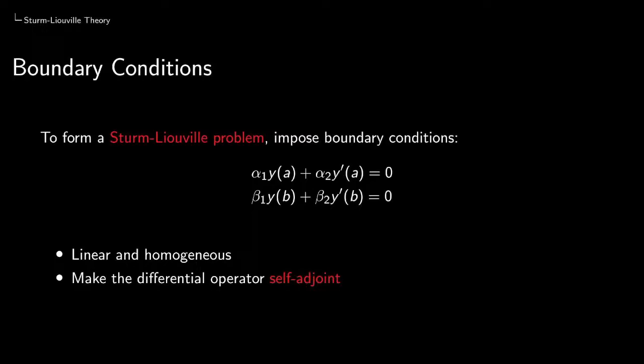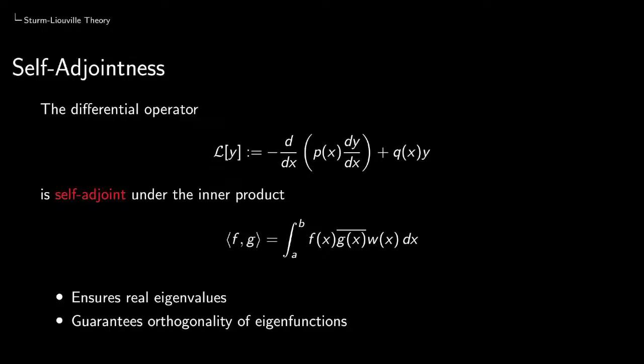Sturm-Liouville problems need to have some sort of appropriate boundary conditions. They need to be linear, homogeneous boundary conditions. What I mean by homogeneous is that a weighted sum of y and y prime has to equal 0. What these do is make this whole differential operator self-adjoint. So what does self-adjoint mean? The differential operator, L of y, which we can define in terms of p, the derivative, and q, is self-adjoint under the inner product defined with respect to the weight. And that basically ensures that the spectral parameter, the eigenvalue as it's called, is going to be real, and it ensures the orthogonality of the eigenfunctions.